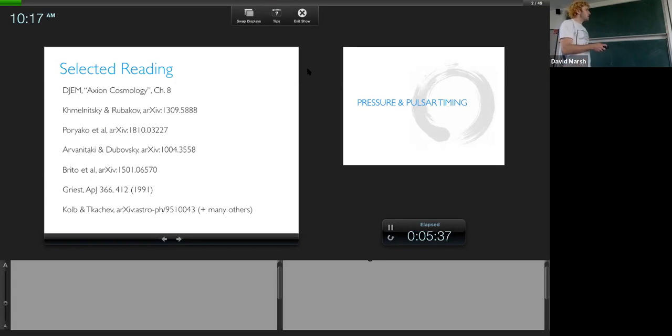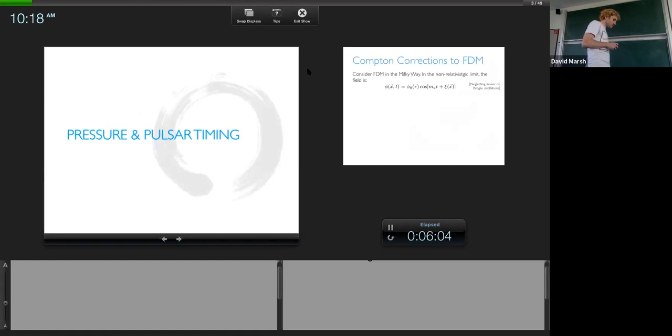And then in the third part of today's lecture, I'll talk about mini clusters and microlensing, and some of this will be covered again in Jens's final lecture tomorrow. But I want it here for completeness. And this is the local universe, but it's definitely QCD axion, and it's definitely non-relativistic. Okay, so here we are. First part, pressure and pulsar timing.